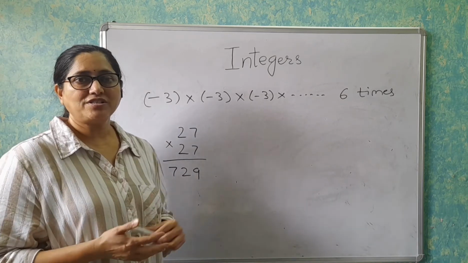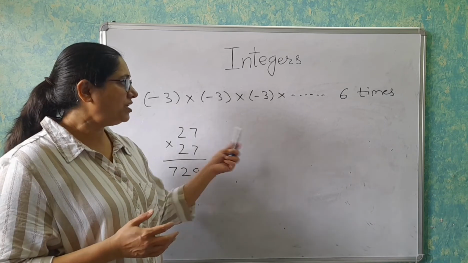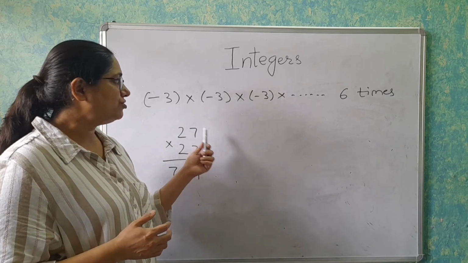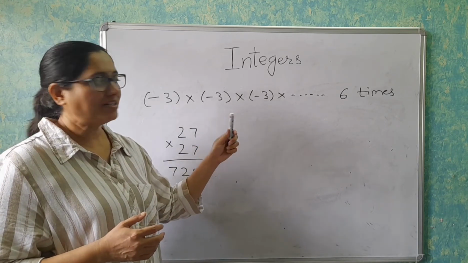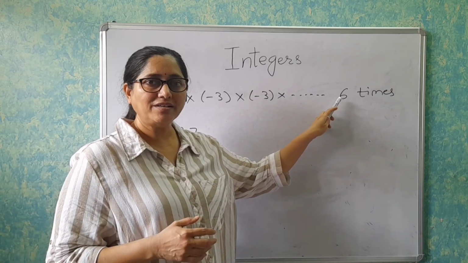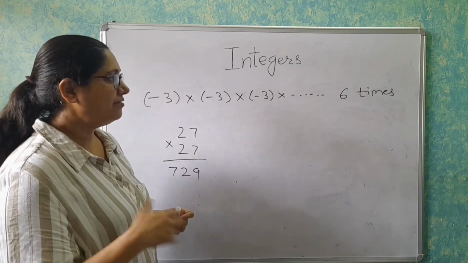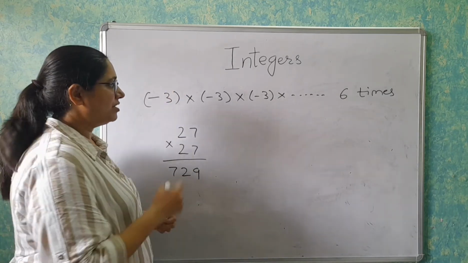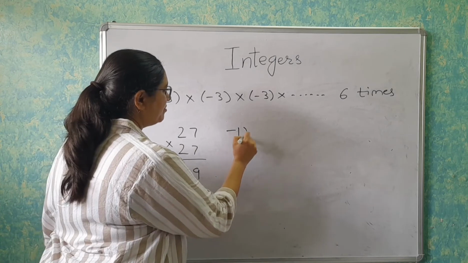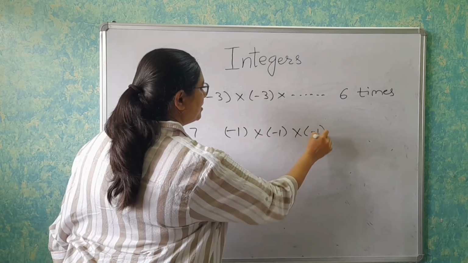These kind of questions are very common in Math Olympiad exams and mental math. So be careful. You just have to multiply the integers and just look how many times you have to multiply the same integer, whether it is odd or even. I will explain you with one more example. Suppose I am multiplying minus 1, again minus 1, again minus 1.